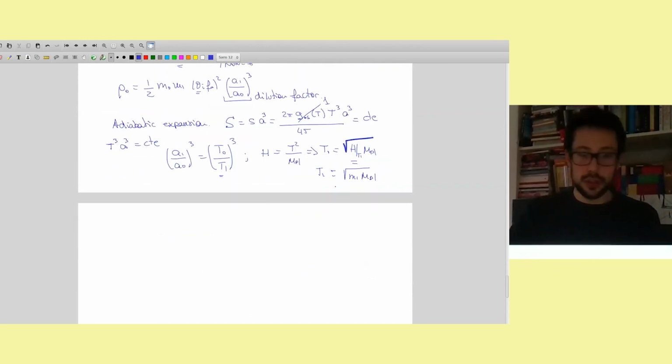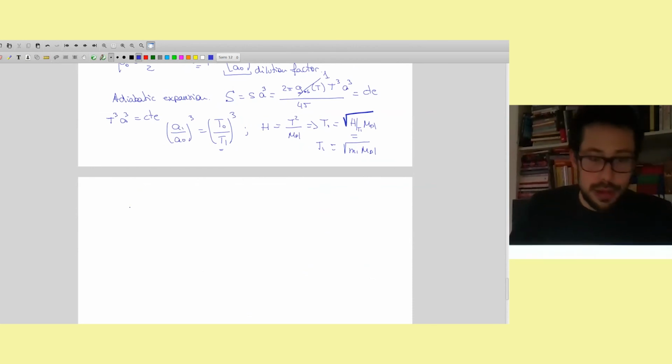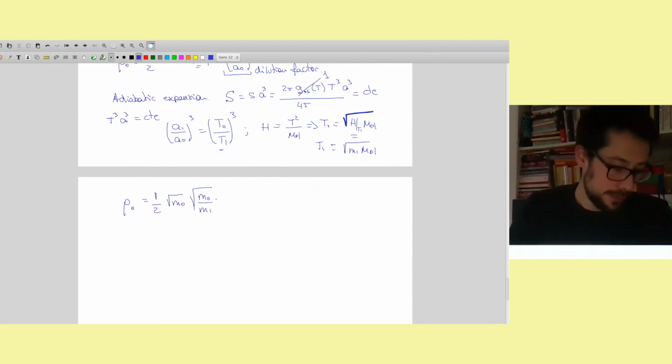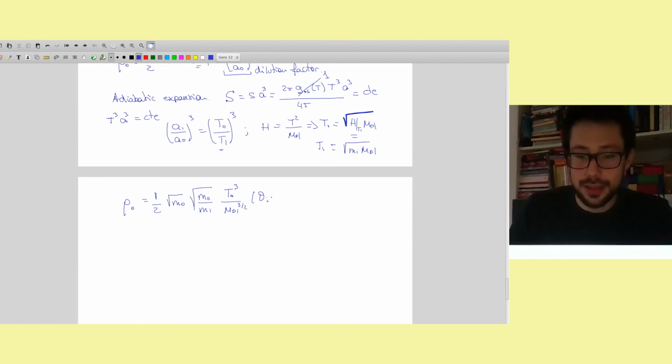So now, putting it all together, we arrive at the conclusion that the axion energy density today is equal to 1/2 square root of M0 times M0 over M1 times T0 to the cube over M Planck to the 3/2, times the initial misalignment Fa squared. And this is the final result.